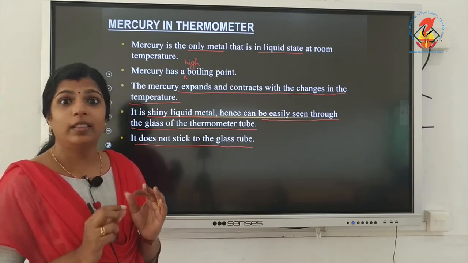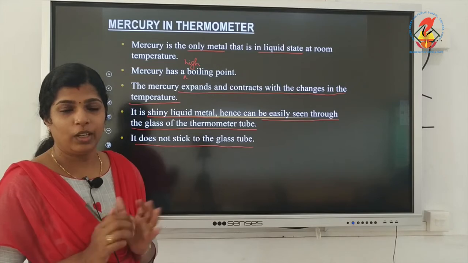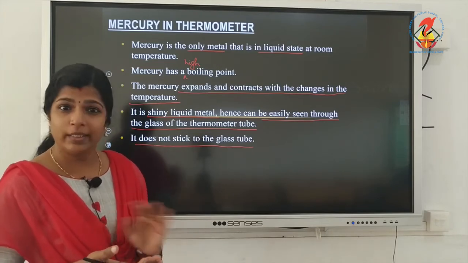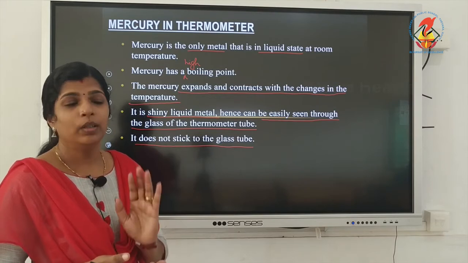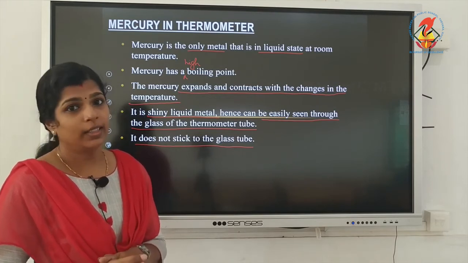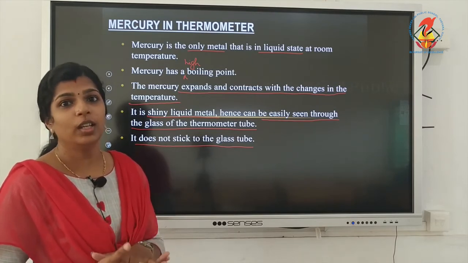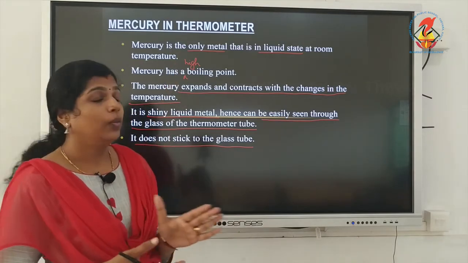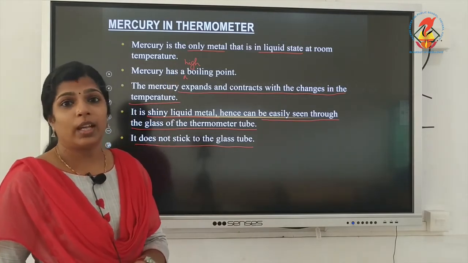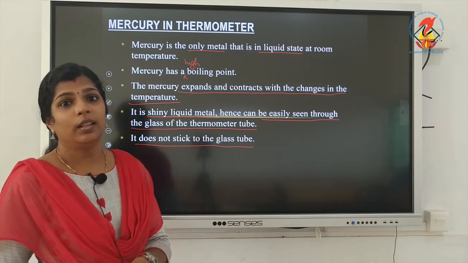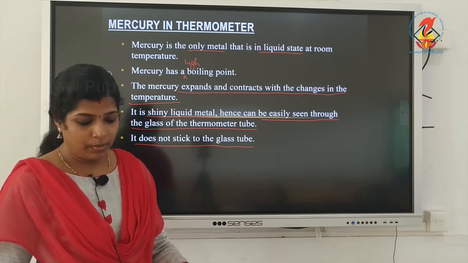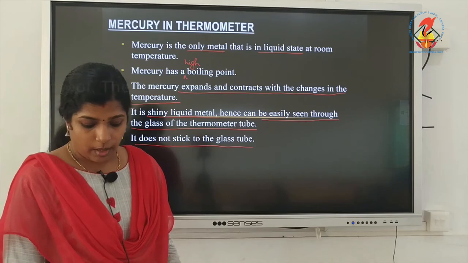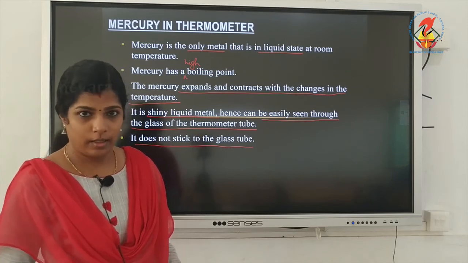It's a silver color liquid. It will not wet the glass. When you take water in a glass, it will wet the glass. But mercury will not wet the glass, or it will not stick to the glass. Because of these reasons, we are considering mercury as a liquid in thermometer.